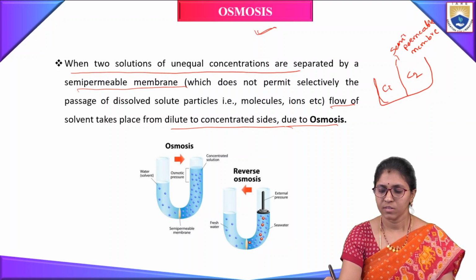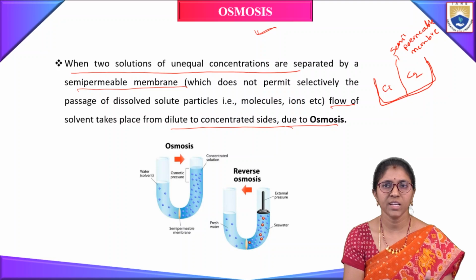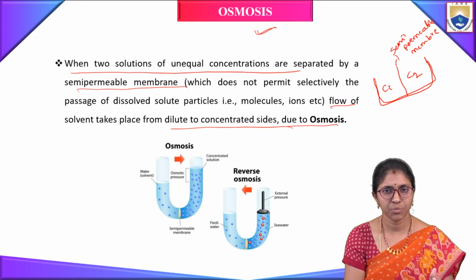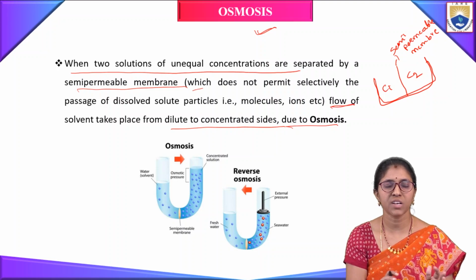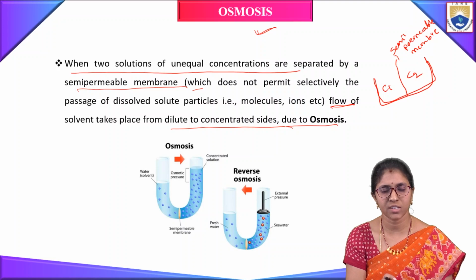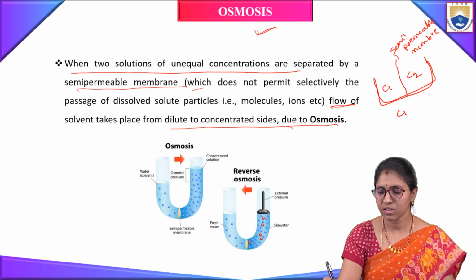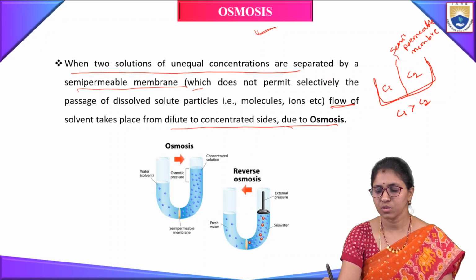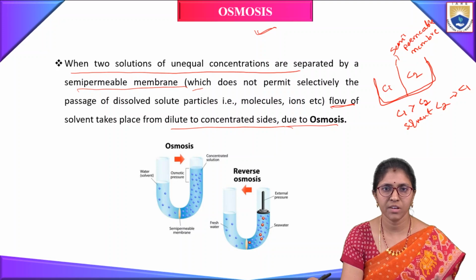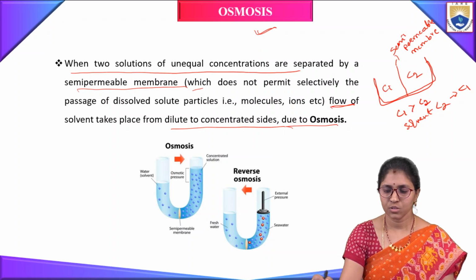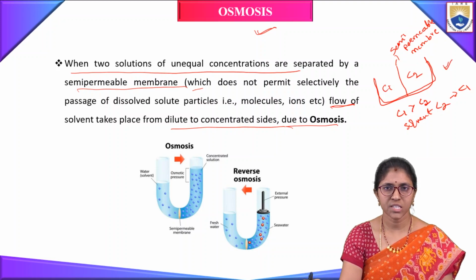So here, when two solutions of unequal concentrations are separated with a semi-permeable membrane, only the solvent flows from dilute to concentrated sites. Here the concentration C1 is more than C2. C2 has a lower concentration than C1, so the solvent moves from C2 to C1. This process is called osmosis.